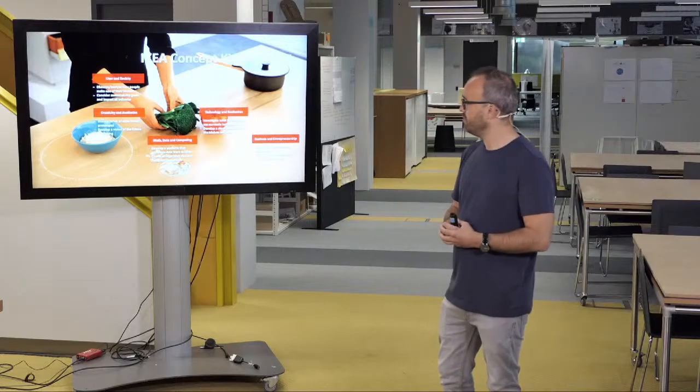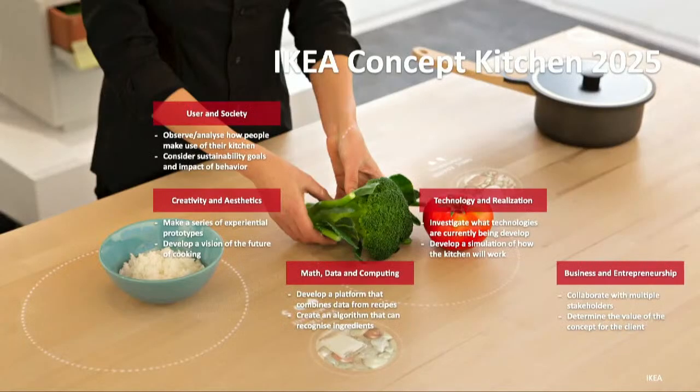And finally, on business and entrepreneurship, the students had to collaborate with multiple stakeholders. They had to understand the users that they were working with, but they also worked with the researchers and the designers at IDEO, and also create value for a company like IKEA, because it's not just about making this prototype, but in the end, IKEA also wants to benefit from the ideas that they develop and generate some income for their future.